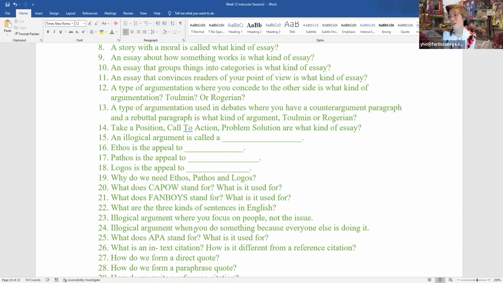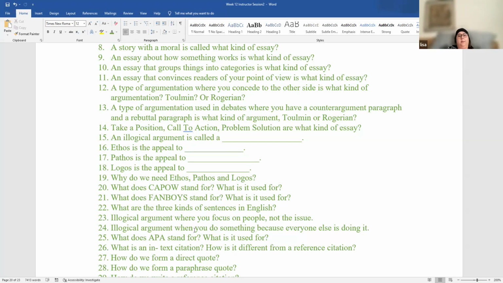Begins with an F. A fallacy? Yes, an illogical argument is a fallacy. Ethos is the appeal to what? Ethics. The ethical part. Credibility, okay?